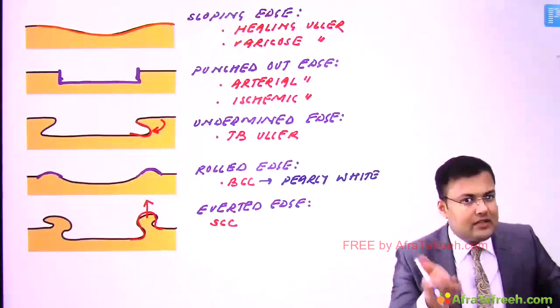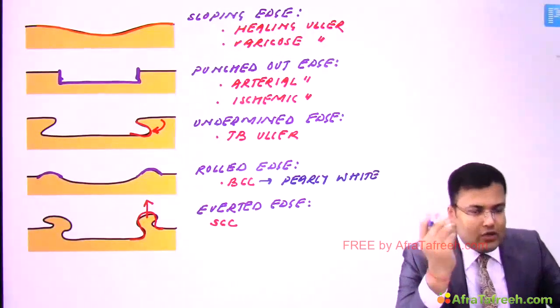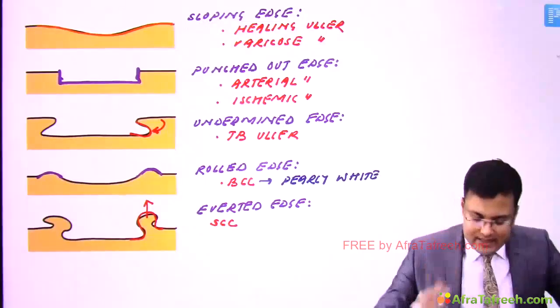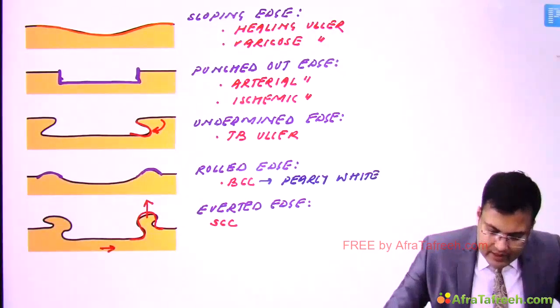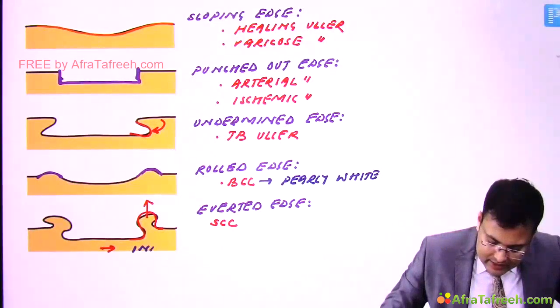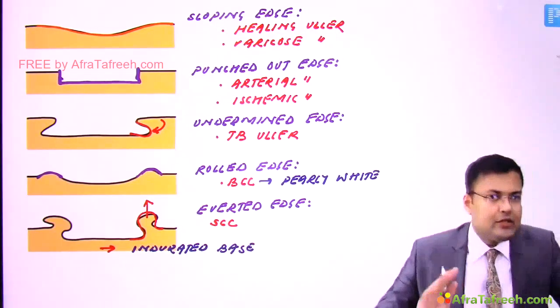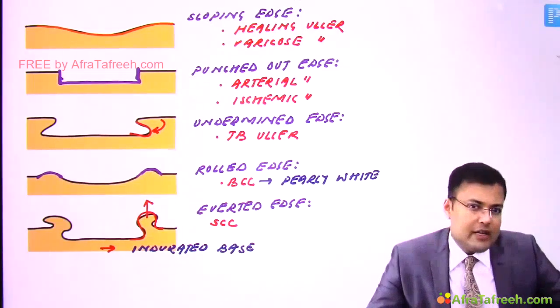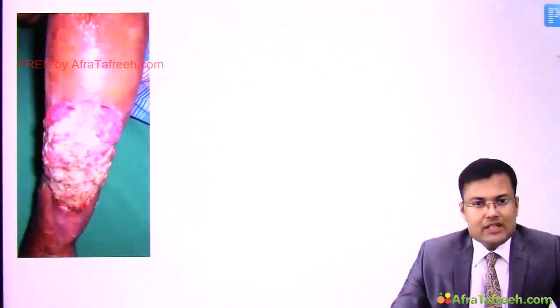So we discussed there is growth towards the surface, or outward growth. Apart from everted edges, what kind of base is seen in squamous cell carcinoma? There is an indurated base. This is the characteristic feature. So in squamous cell carcinoma, there are everted edges, and what kind of base? Indurated base.